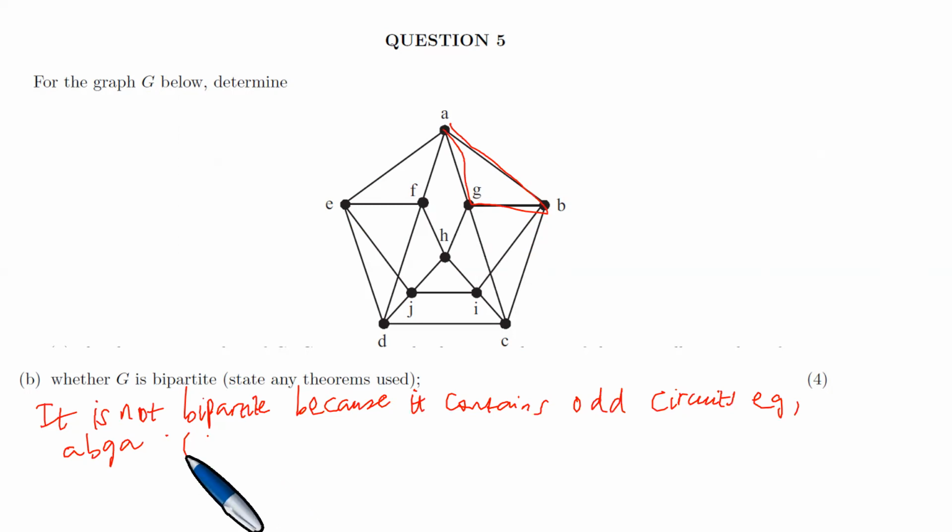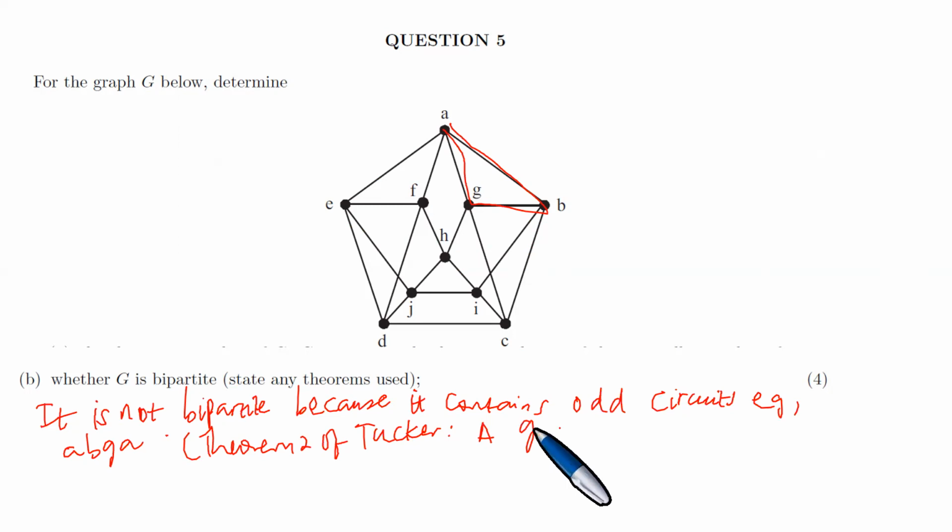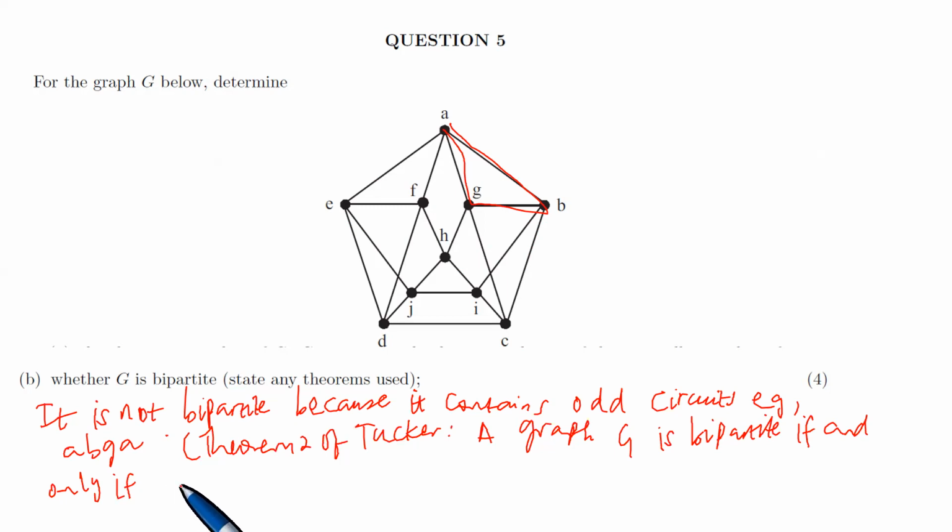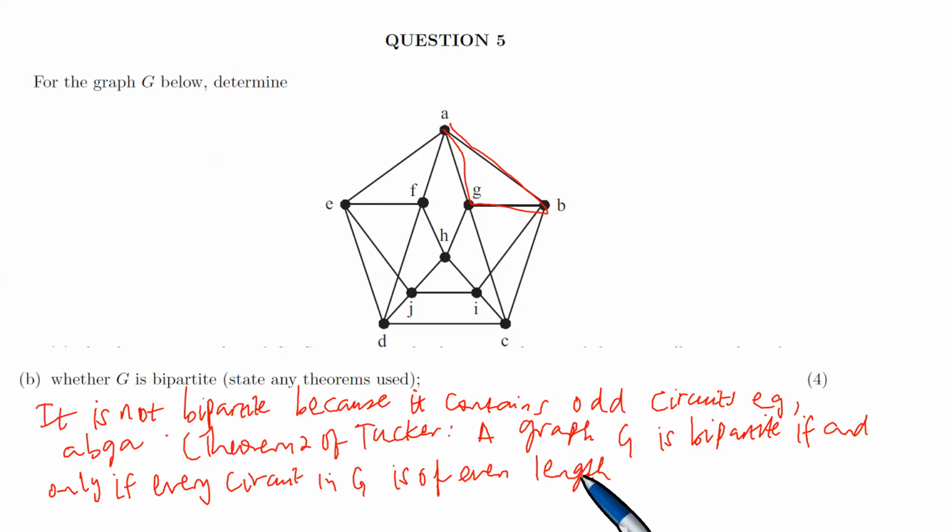There's a theorem called Theorem 2 of our reference text. It says a graph G is bipartite if and only if every circuit in G is of even length. It is not bipartite because it contains odd circuits.